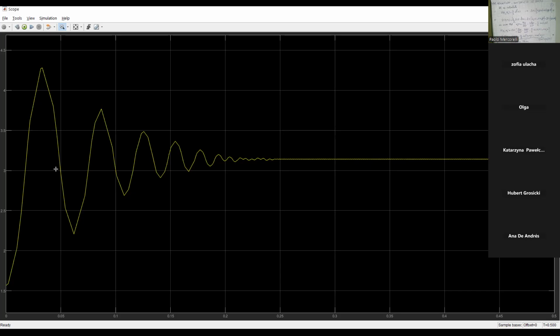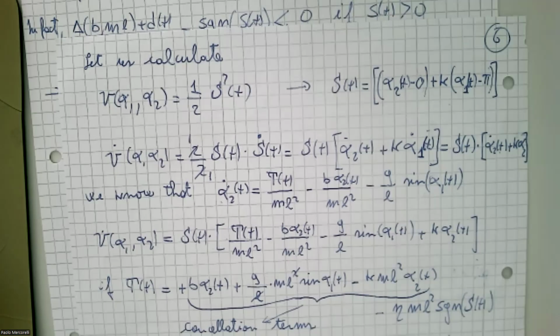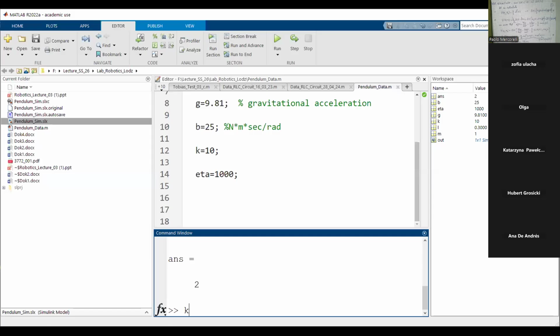Let me reduce K. Let me try again, and then we will conclude. I'm not able now to switch. Let me go here. Let me write, for instance, K equal 1. I don't know if this is enough.